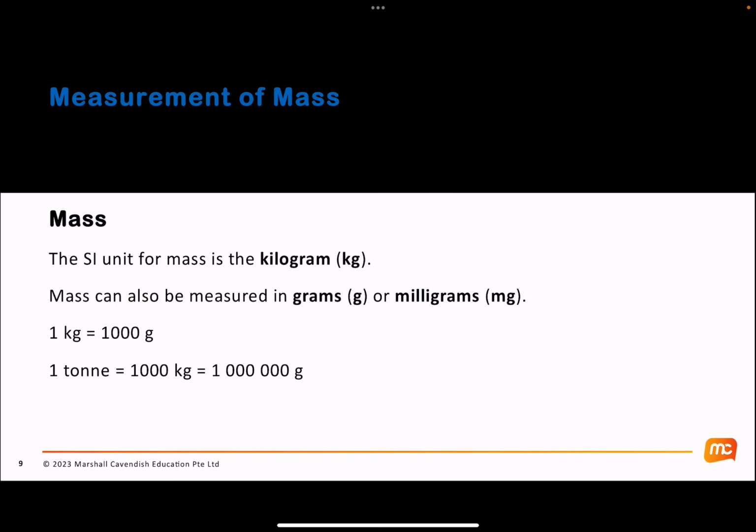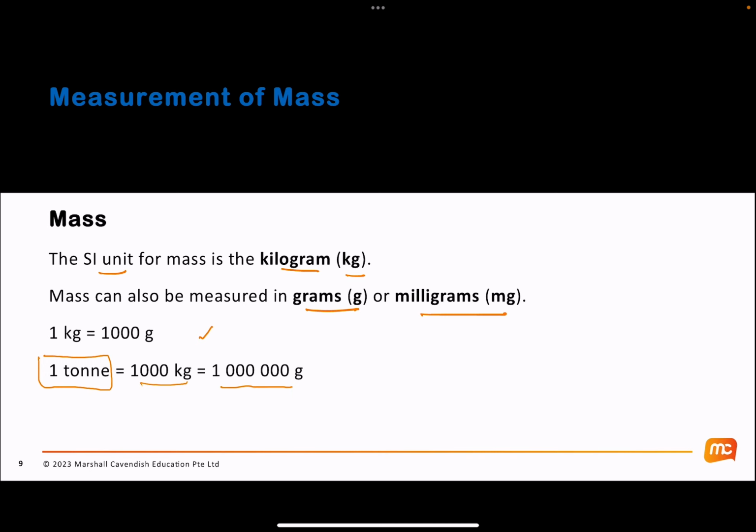Let's move on to mass. So mass, SI unit kilograms. It can also be measured in grams or milligrams. So this is their relationship. What is new, probably for you this year, is this quantity called ton. So ton is actually a quantity used to measure very large masses. 1 ton is actually 1,000 kg, which is 1 million grams.